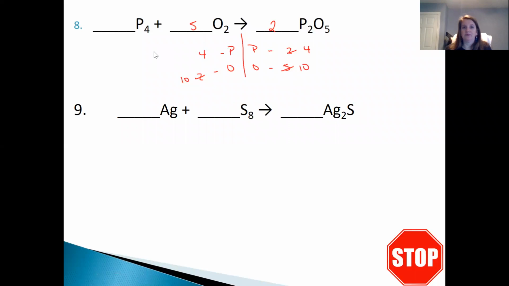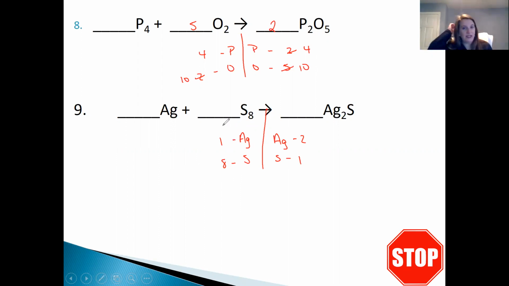Let's look at number 9. Separate the reactant side from the product side. List your elements, silver and sulfur. I have 1 silver. I have 8 sulfurs. I have 2 silvers. I have 1 sulfur.